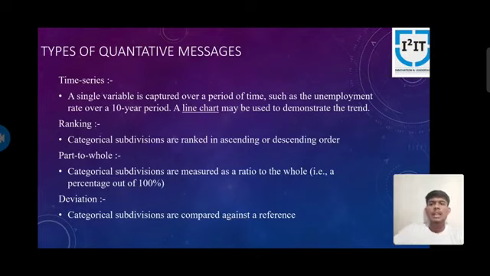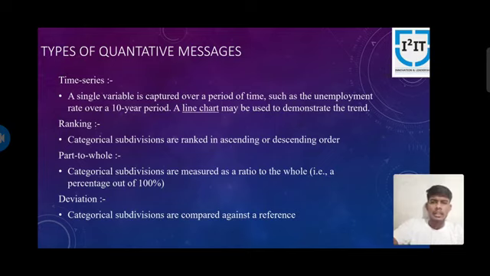Let's look at the types of quantitative message. The first type is time series. What is a time series? A single variable is captured over a period of time, such as the unemployment rate over a 10-year period. A line chart may be used to demonstrate trends. A variable is captured over a period of time, so it is called a time series.